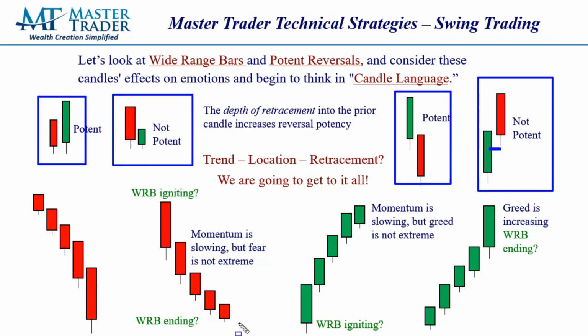Now, wide range bars, is it ending the move or is it igniting a move? A wide range bar that comes after multiple bars moving to the downside, we view as ending a move. Whereas a wide range bar that might come out of a base, we view as igniting a move. And as prices move down at this point, and we see that the ranges are beginning to narrow, we say, well, momentum is slowing down.